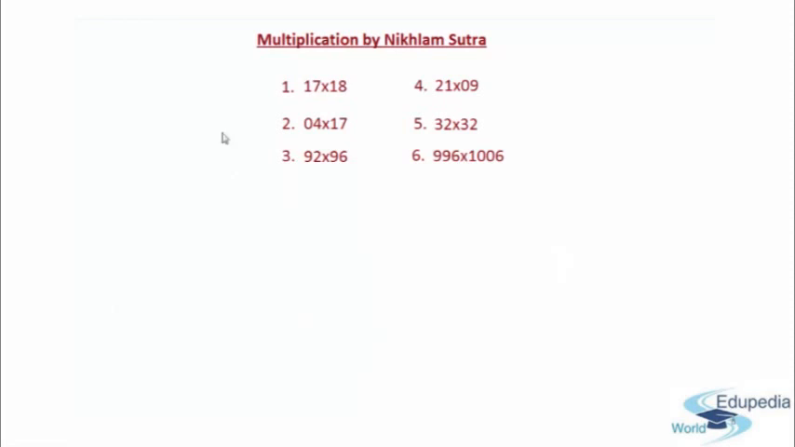Now coming to problem number 5, that is 32 into 32. If you observe these two numbers, here we can apply either of the cases, that is case number 1 or case number 2 Nikhilam Sutra. So if you apply case number 1 Nikhilam Sutra, you can find the answer for this multiplication of numbers. Or else if you want to apply case number 2 Nikhilam Sutra, you can also find the answer for this multiplication of numbers, that is 32 into 32.